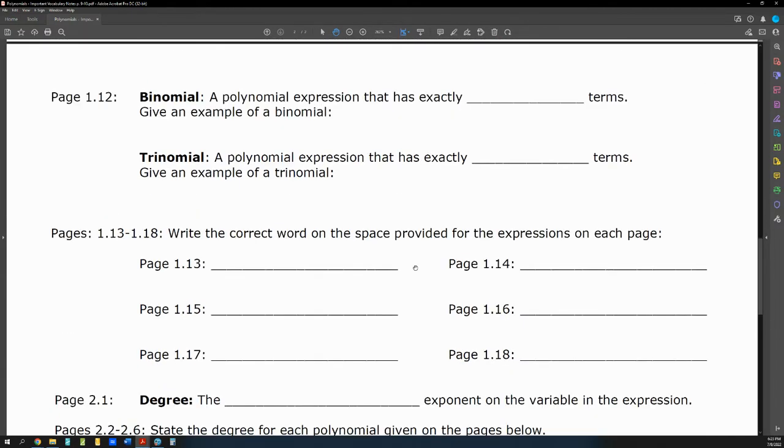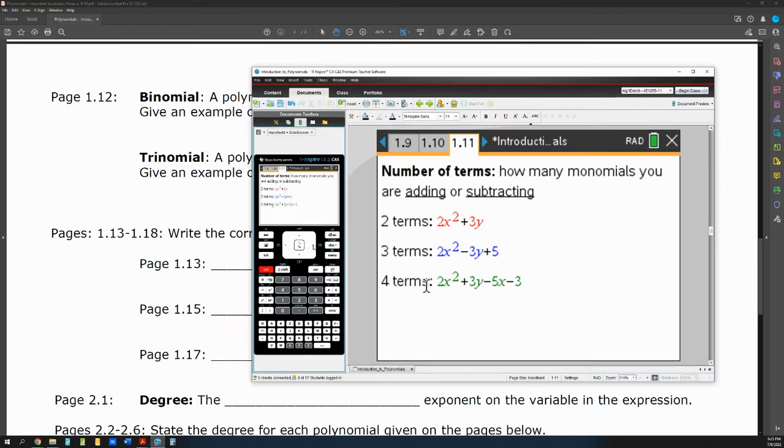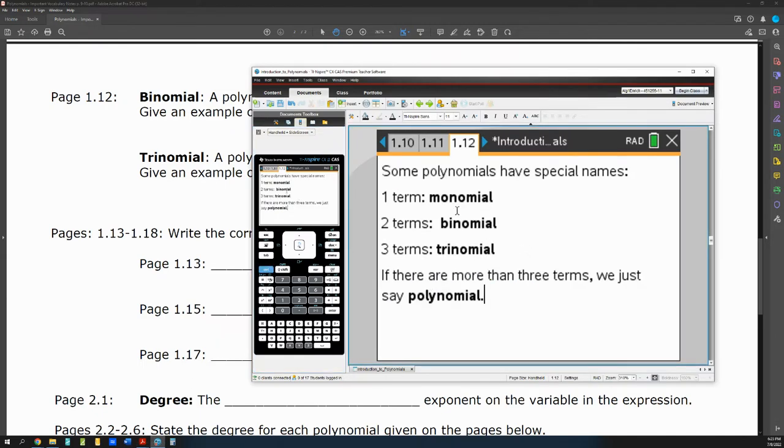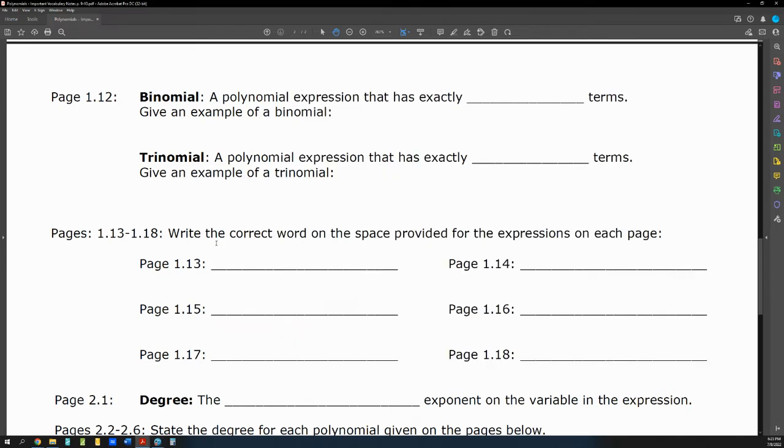Okay, next page. The number of terms helps us classify polynomials. If it has one term, we call it a monomial, mono being the Latin prefix for one. If it has two terms, we call this a binomial, bi the Latin prefix for two. If it has three terms, we call this a trinomial, tri being the Latin prefix for three. If there are more than three terms, so four or more, then we just call it a polynomial, poly being the Latin prefix for many, just has many terms. So a binomial has exactly two terms, and a trinomial has exactly three terms.